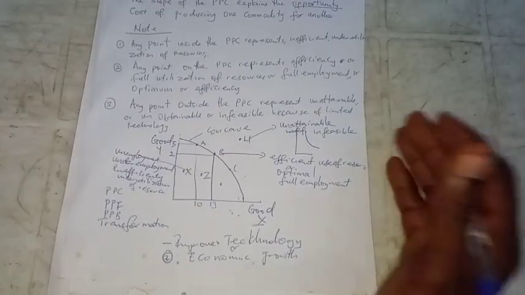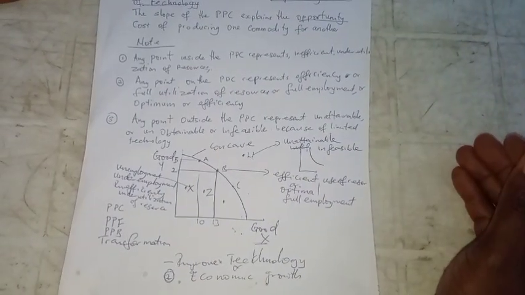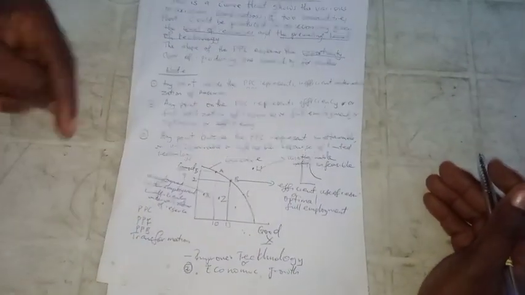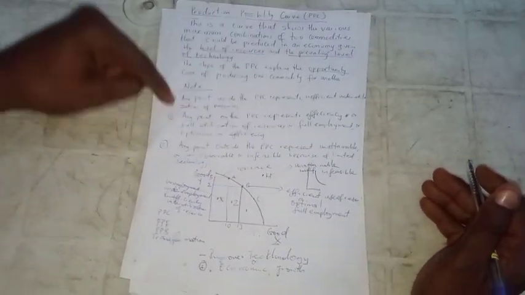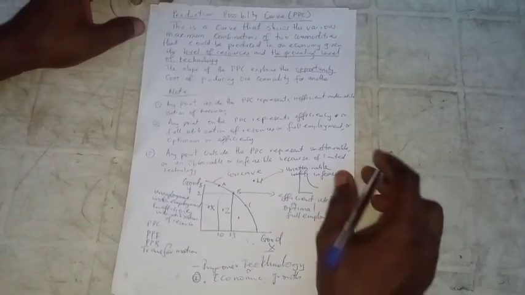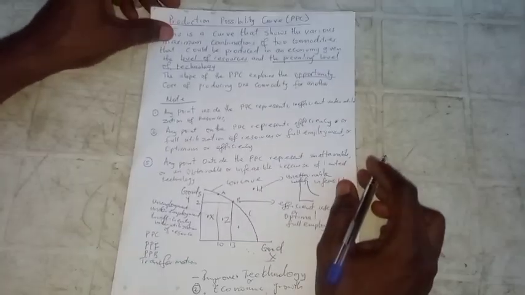So all we have just said is to define PPC and to tell you the three most important points on the PPC: the point inside the curve, the point on the curve, and the point outside the curve. After this video, I'm going to show you guys how to solve practical questions on the PPC.